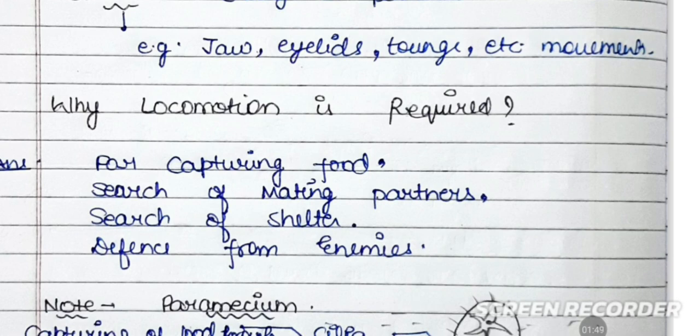So this is why we need locomotion. Locomotion is required for four things. The very first, capturing food. The second, searching for mating partners. Third, search of shelter. And the fourth, defense from enemies.